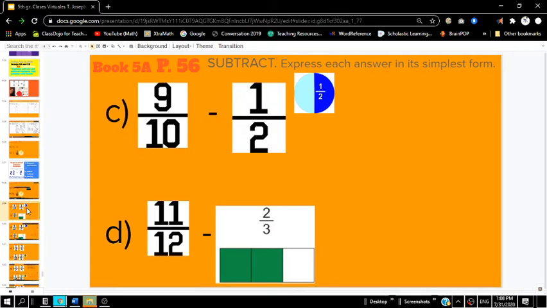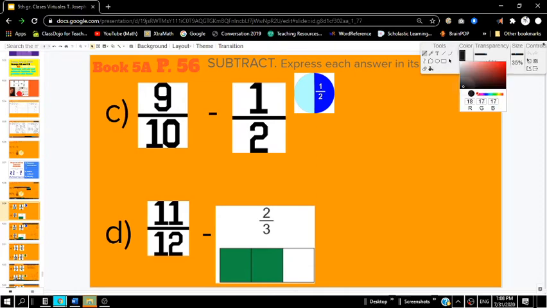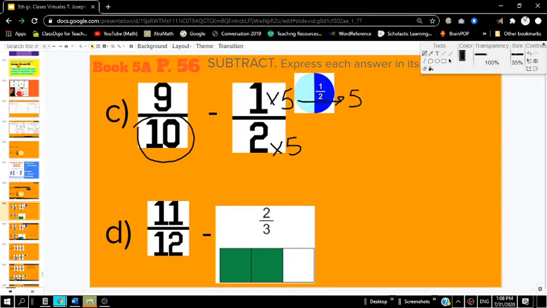Problem letter C says 9/10 minus 1/2. So what would we do to try to make sure that both of those have the same denominator? Well, I know that 9/10 has 10 as our denominator, so I'm going to convert this 2 to tenths as well. How do I change 2 to 10? Well, I need to multiply it by 5. So I'm going to multiply 2 by 5 and also multiply 1 by 5. 1 times 5 is 5, and 2 times 5 is 10.